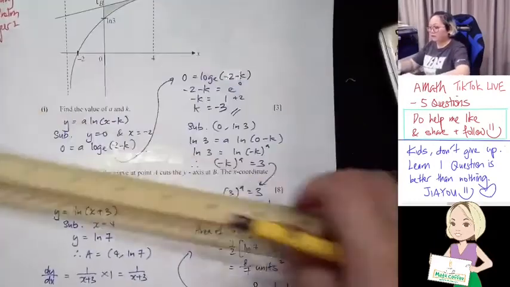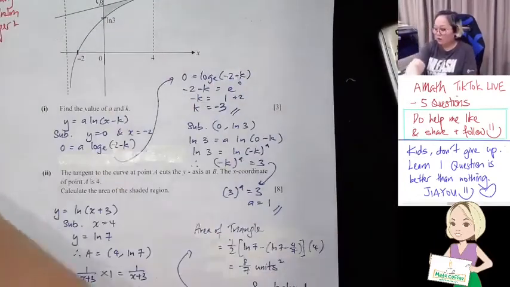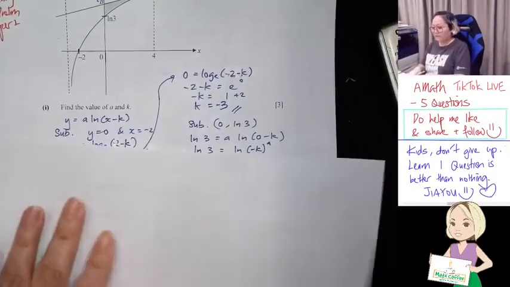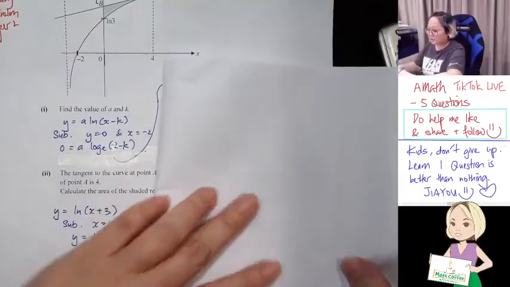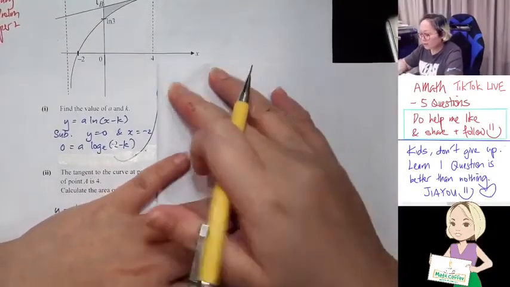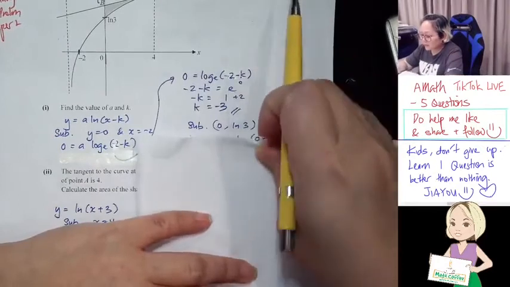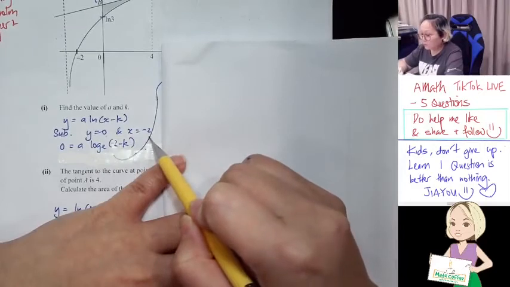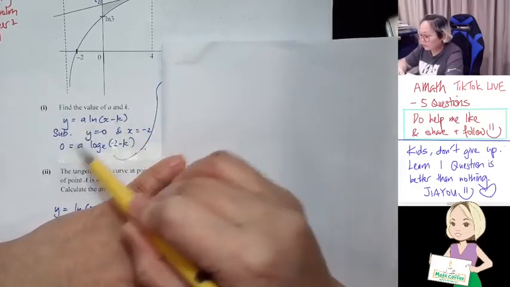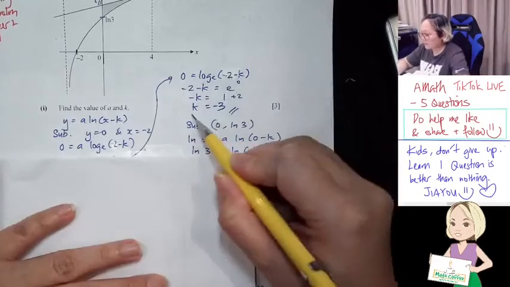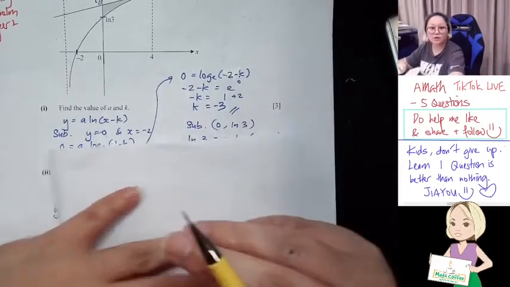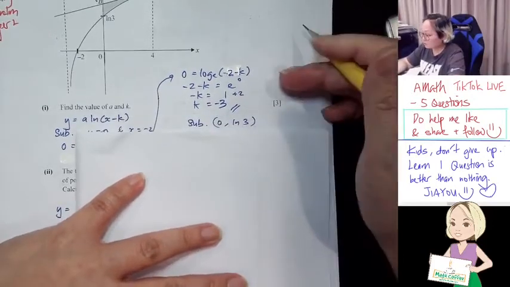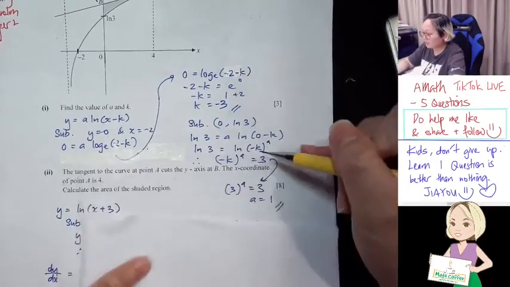Okay, I will just shortcut, no time to write the working, so I will just show you the steps. See here first. What I do is I'm going to sub in y equals to 0 and x equals to -2. So sub in, solve. Then after that you will realize my k is -3. So k equals to -3. Then after that I sub in 0 and ln 3. So sub in, solve. So in the end my a equals to 1.